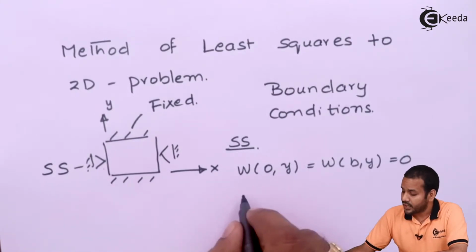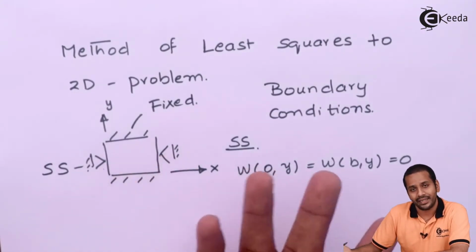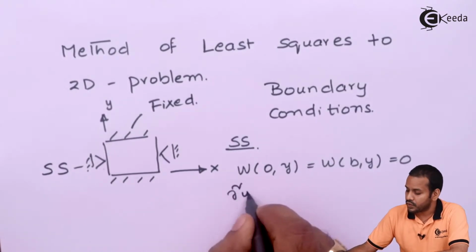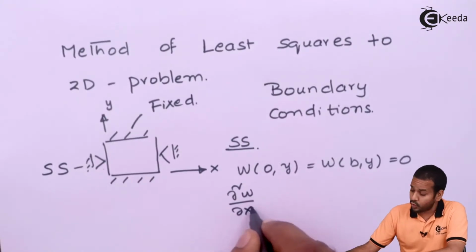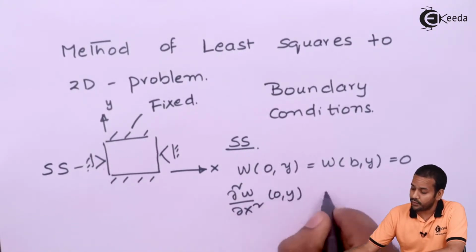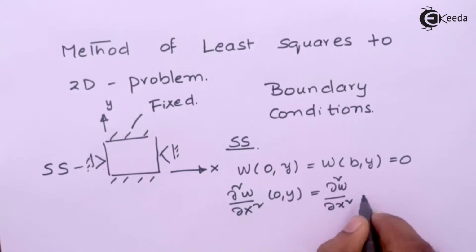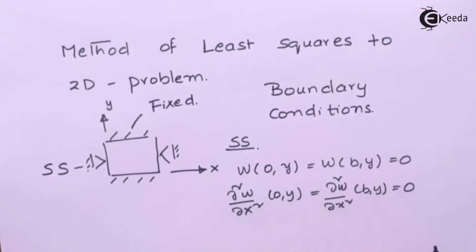Fine. In a similar way, since that is simply supported, the moment is 0 at those positions. So if the moment is 0, it is nothing but the curvature is 0 at those positions, right? So that is dou square w by dou x square at 0 comma y equal to dou square w by dou x square at b comma y equal to 0. Okay. So these are the simply supported boundary conditions.